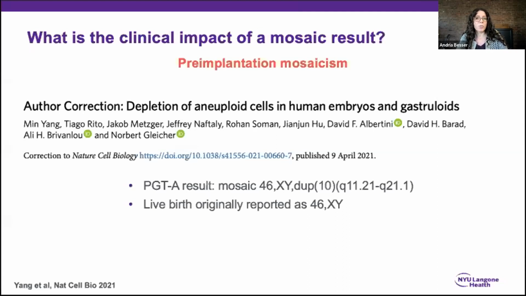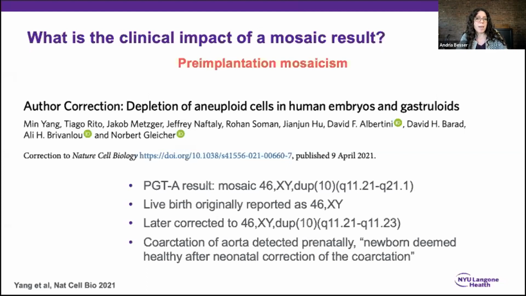But later they issued a few corrections after a lot of these results were called into question. For this case, they amended the baby's karyotype to a non-mosaic duplication on chromosome 10. It wasn't the exact same duplication, but it was in the same region, close enough, I think, to consider it probably a confirmation. They reported that the baby was found to have coarctation of the aorta, but was otherwise healthy. Given that there were a lot of discrepancies in this paper, it's hard to know how accurate this information is, but it does seem like this could be a second case of PGT-A mosaicism confirmation in a live birth.